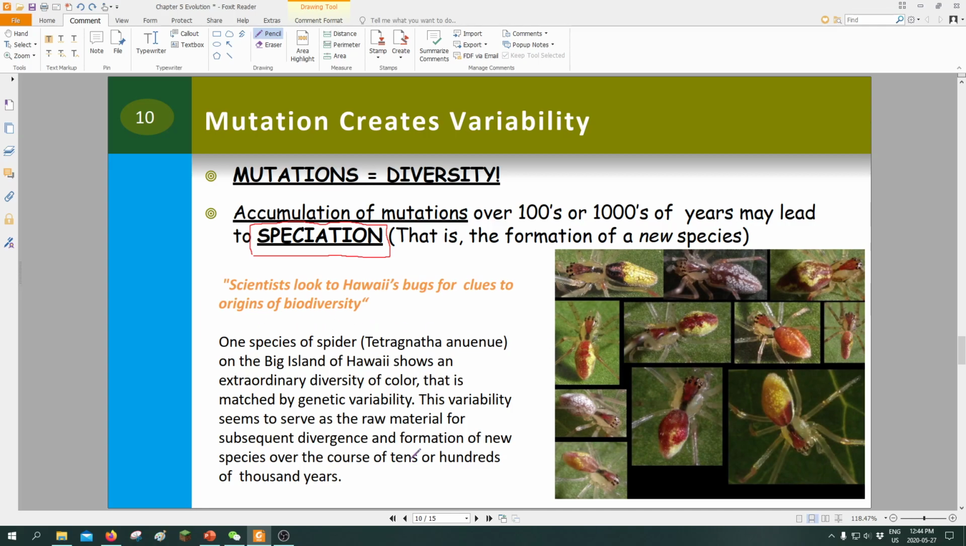So over here it says one species of spider, the Tetragnatha, and also, this should be italicized. Oopsies. Because of their extraordinary diversity of color, they have a lot of genetic variability, probably a lot of different mutations in the DNA. Like, look at this one. It looks like a frosted strawberry on the back of that, right? And this could possibly set up the formation of a new spider species later down the road.